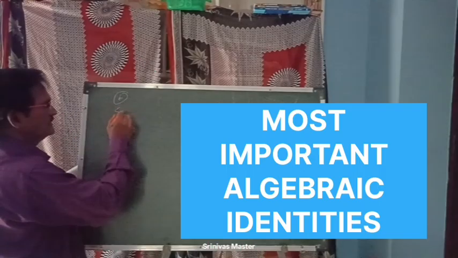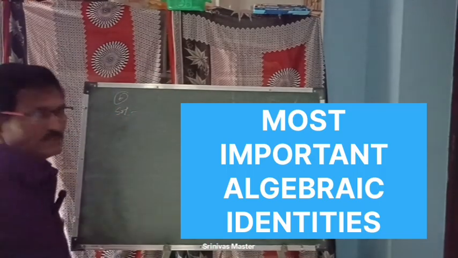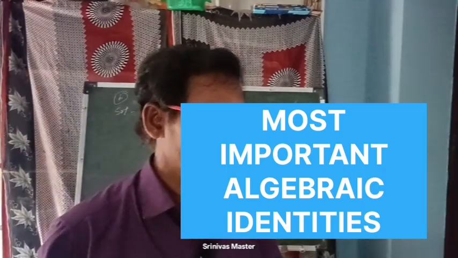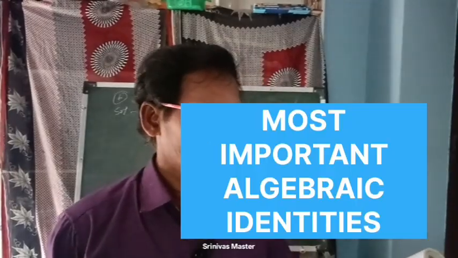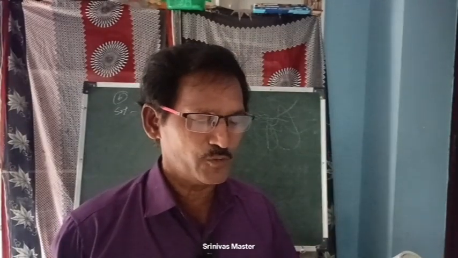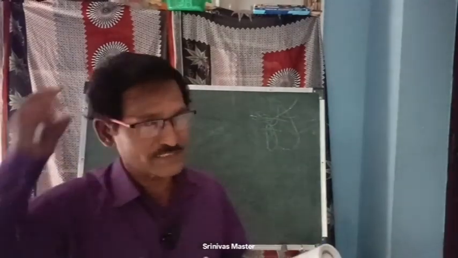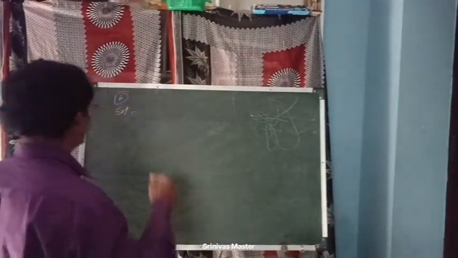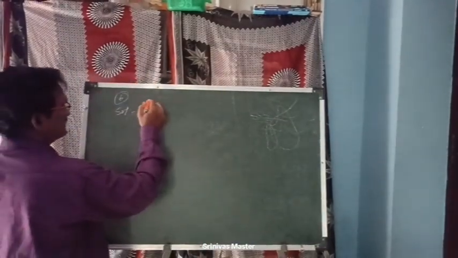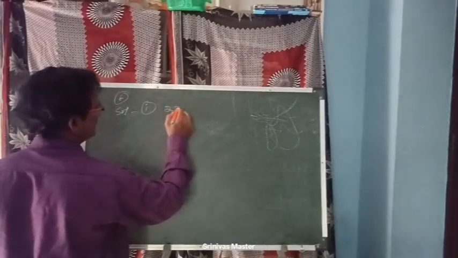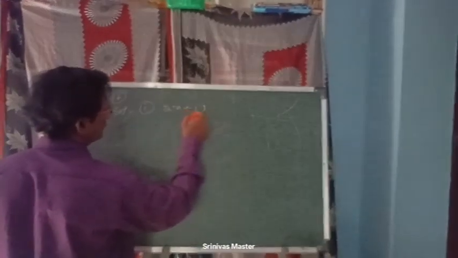What is the solution of this? What is given in the question? Write the following cubes in expanded form. Whatever is given, you can see 2x plus 1 whole cube. In this first bit, 2x plus 1 whole cube.